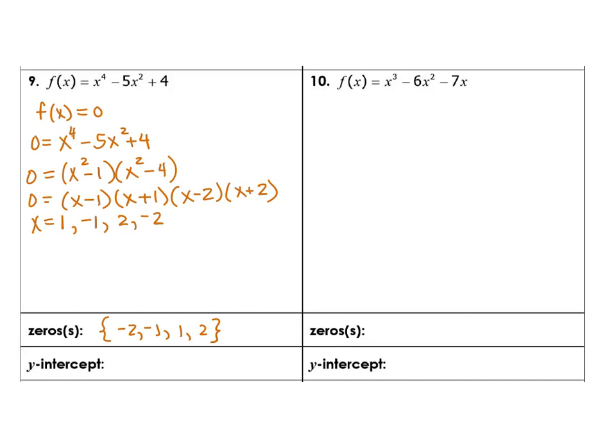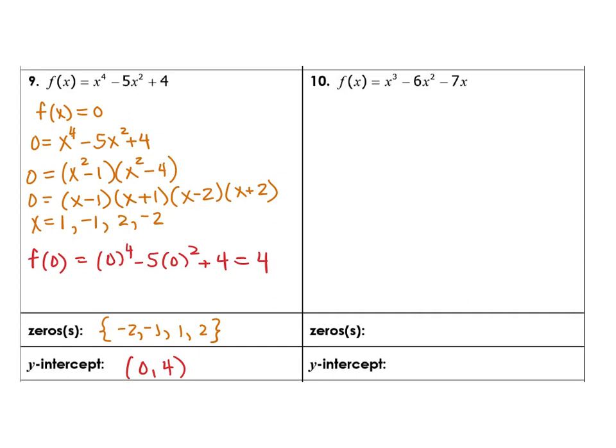Okay, now we can go ahead and do our y-intercept, and again plugging in 0 for x, or f at 0, sorry, I said that backwards. So we're going to get 0 to the 4th minus 5 times 0 squared plus 4, and hopefully that does generate a 4. So our y-intercept is (0, 4).